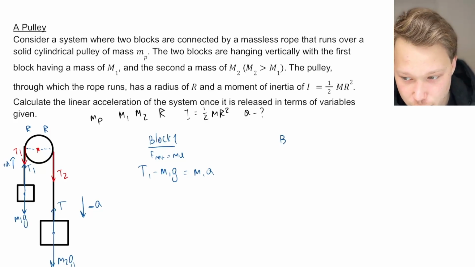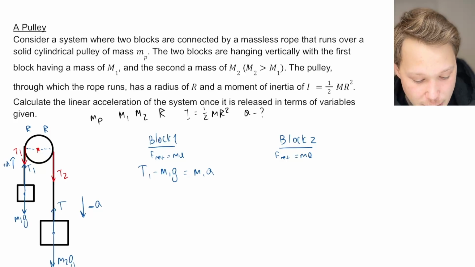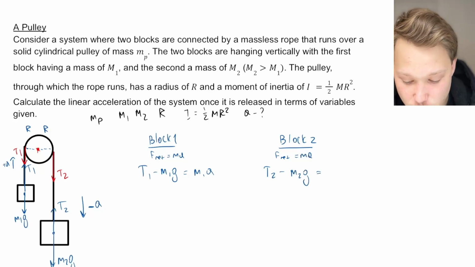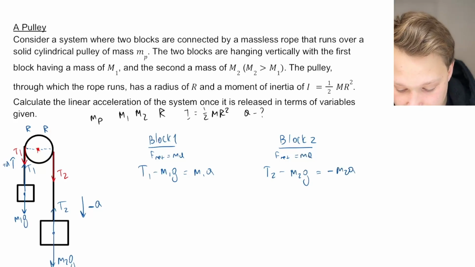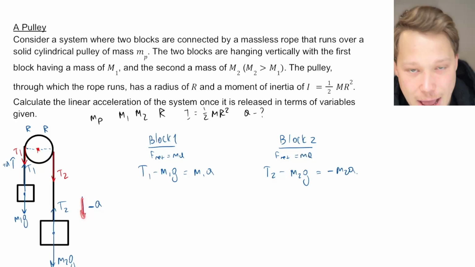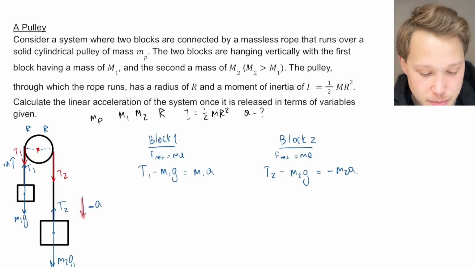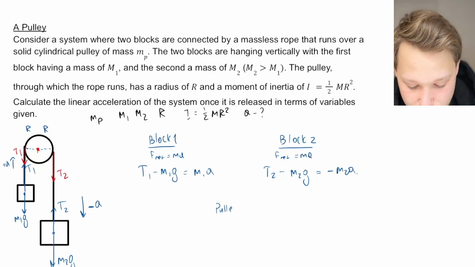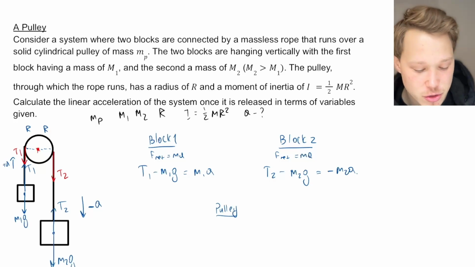What about block 2? So block 2 will have a force of T2 minus M2G is equal to negative M2A, right? Because the acceleration now is down, and down we label as a negative direction. So, great. Now, what about the pulley? The most mysterious maybe of these three objects.